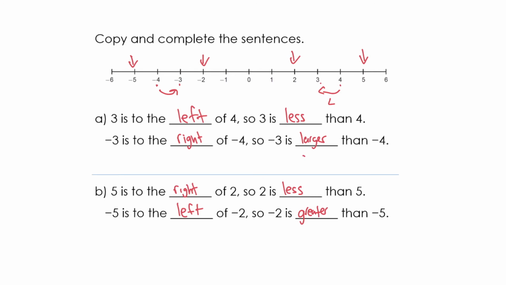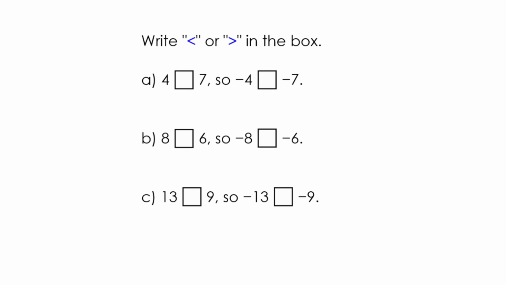I know here I put larger. It's supposed to be greater. Right? Greater than or less than. Oh, sorry, less than, greater than in the box. So 4 is less than 7. So that means negative 4 is greater than negative 7. 8 is greater than 6. So negative 8 is less than negative 6. 13 is greater than 9. Negative 13 is less than negative 9.